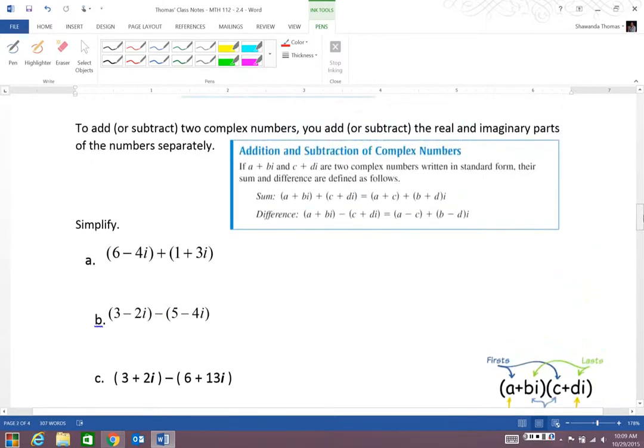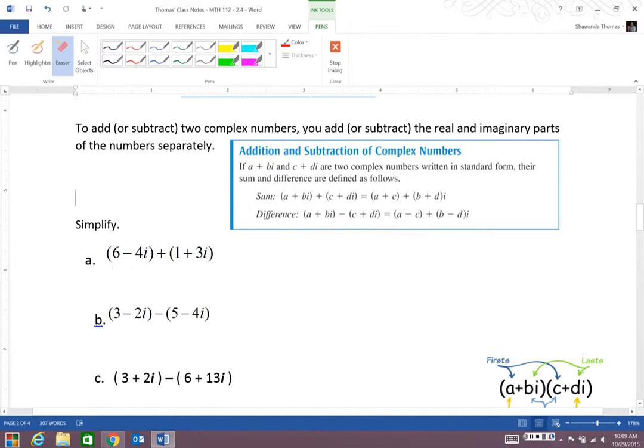All right, now let's add and subtract complex numbers. This actually works the same way as adding like terms, so I'm not going to treat it differently. If we have 6 minus 4i plus 1 plus 3i, in this table here, as you can see, they explain that you put the real parts together and you put the imaginary parts together. So really, the easiest way to think of it is adding like terms.